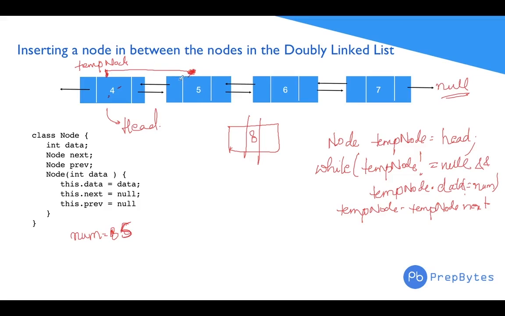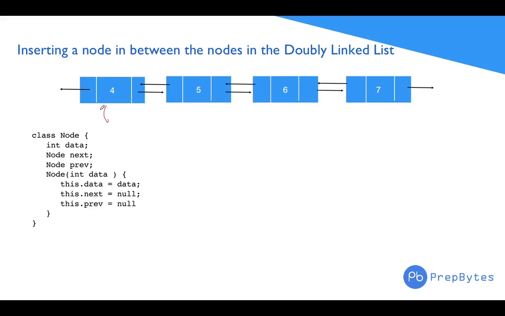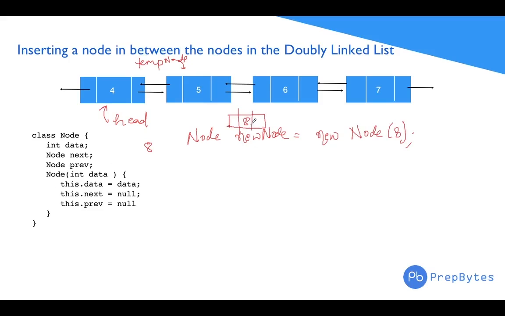Now let's see how we do the insertion. So let's say we have head here. Our temp node is pointing to this particular node. We have to do the insertion after this node. The very first thing we have to do is create a new node, and we want the new node to have data as 8. So we write new node equals new node 8. The constructor gets called and a new node is created in memory with both next and prev pointing to null.